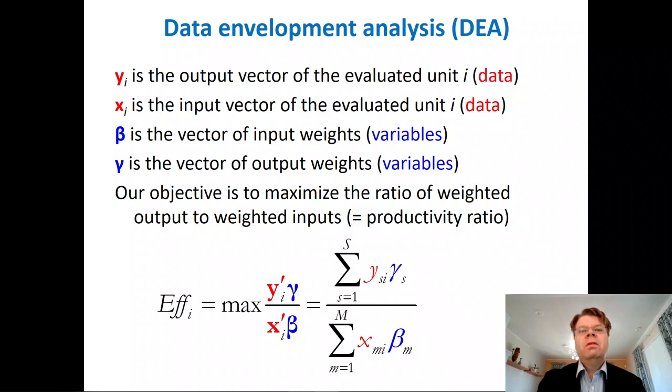And a final point, for those students who are not comfortable with this vector or matrix notation, we can think about this vector product as a sum product, which would be the corresponding function in Excel, for example. So what we are actually doing is, in the numerator, we multiply each output quantity with the corresponding weight, and we sum over all outputs. In my notation, capital S is the number of output variables and capital M is the number of input variables. And the same thing we do also for the inputs, and then take the ratio of the output and input variables.